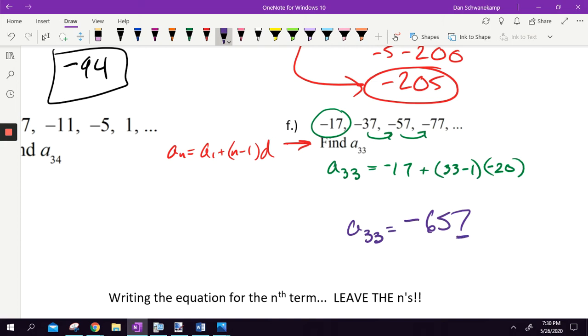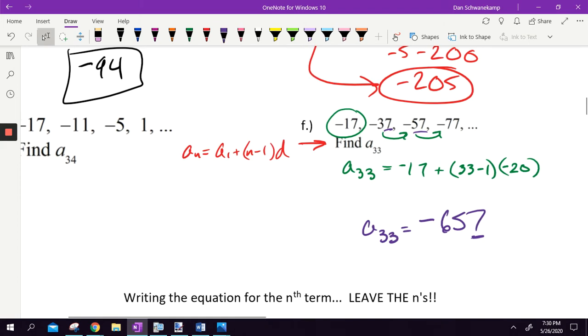And it makes sense that it ends in 7 because all of these end in 7. It makes sense that it's really negative because I subtracted 20 each time. That's it.